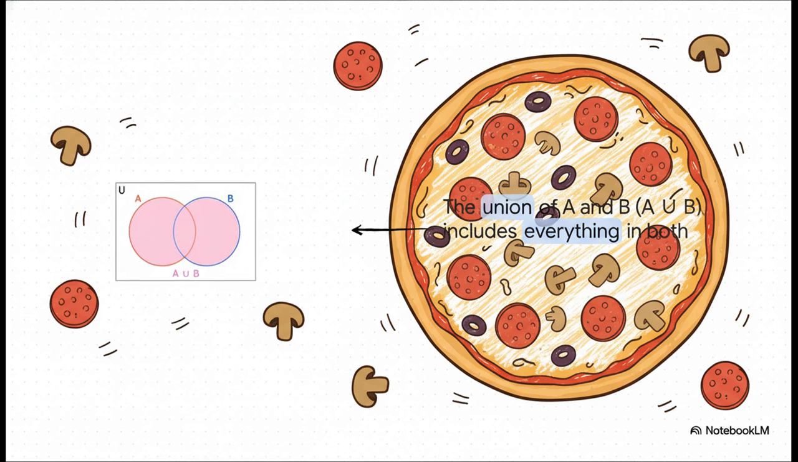Visually, the union of set A and set B is everything you see in both circles combined. Here's a perfect example. Let's say you want pepperoni and mushrooms on a pizza, and your friend wants mushrooms and olives. The union is the final order: 1 pizza with pepperoni, mushrooms, and olives. We only list mushrooms once.